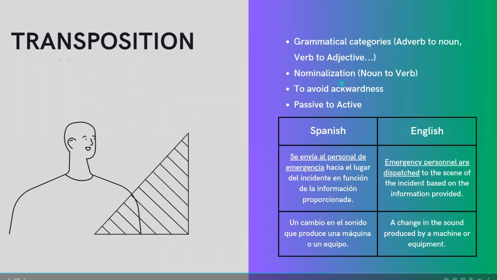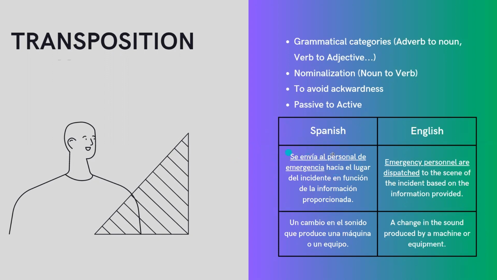We also see that it's really common to have nominalization, where we transform a noun into a verb, or vice versa. The idea is to avoid awkwardness, and the emphasis is changed when there is an emphasis needed in the text. Also, it's really common to have the transformation from passive voice to active voice, or vice versa. So we are going to have a couple of examples in here.